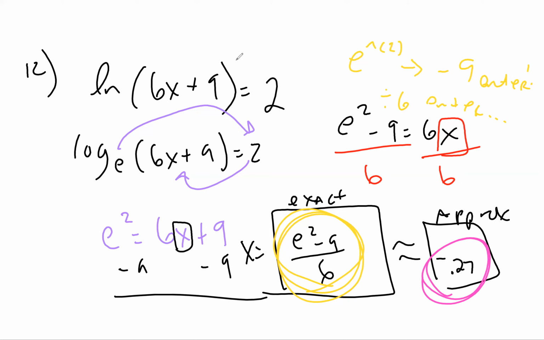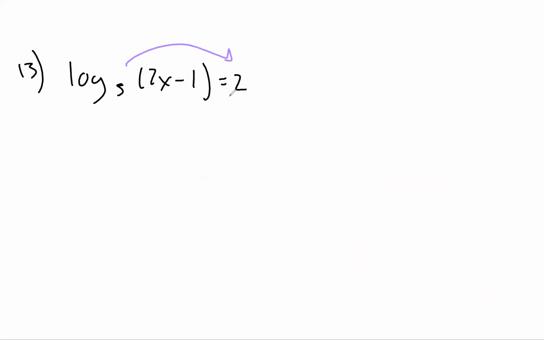So then 13, let me turn my page here. Number 13, it's asking us to, again, solve a log equation. Here's the problem: log base 5 of 2x minus 1 equals 2. Since we already have only one log, this is going to be very easy for us to draw our arrows. We'll say, okay, well, 5 squared equals 2x minus 1. And now this is just a nice little equation that we know how to solve.